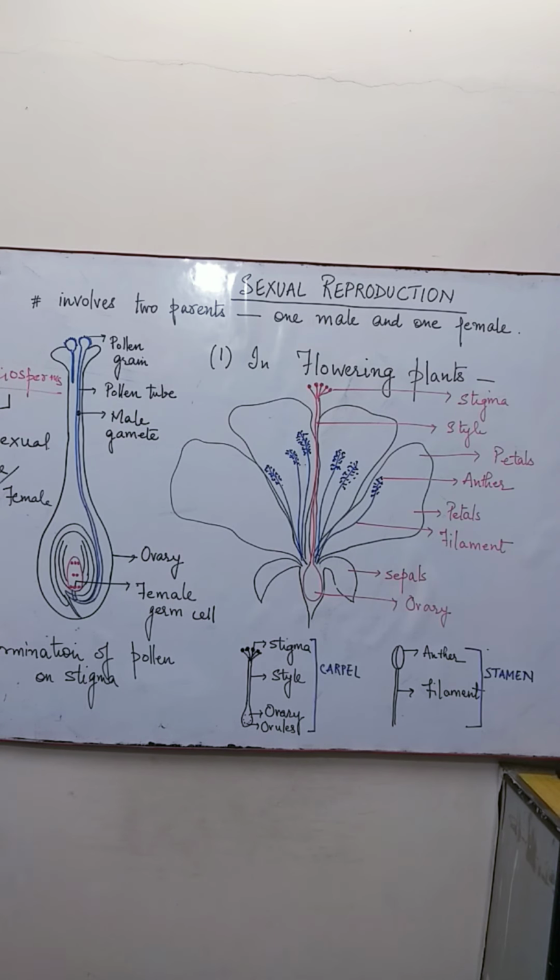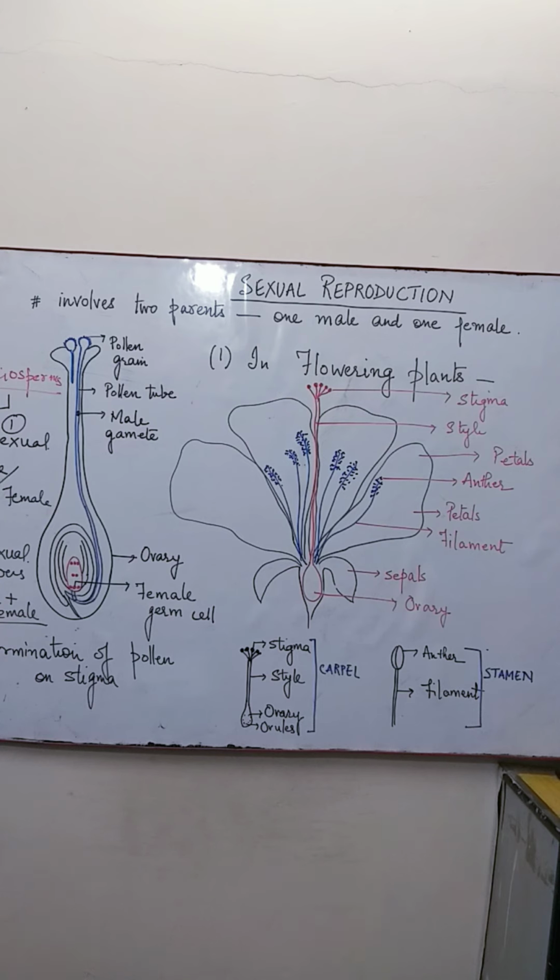Whereas the bisexual flowers, the second type, are those flowers which have male reproductive parts plus female reproductive parts. So it is having both male and female. Examples of unisexual flowers are watermelon, papaya, etc. And the bisexual ones, hibiscus is a very good example of the bisexual type of flowers.